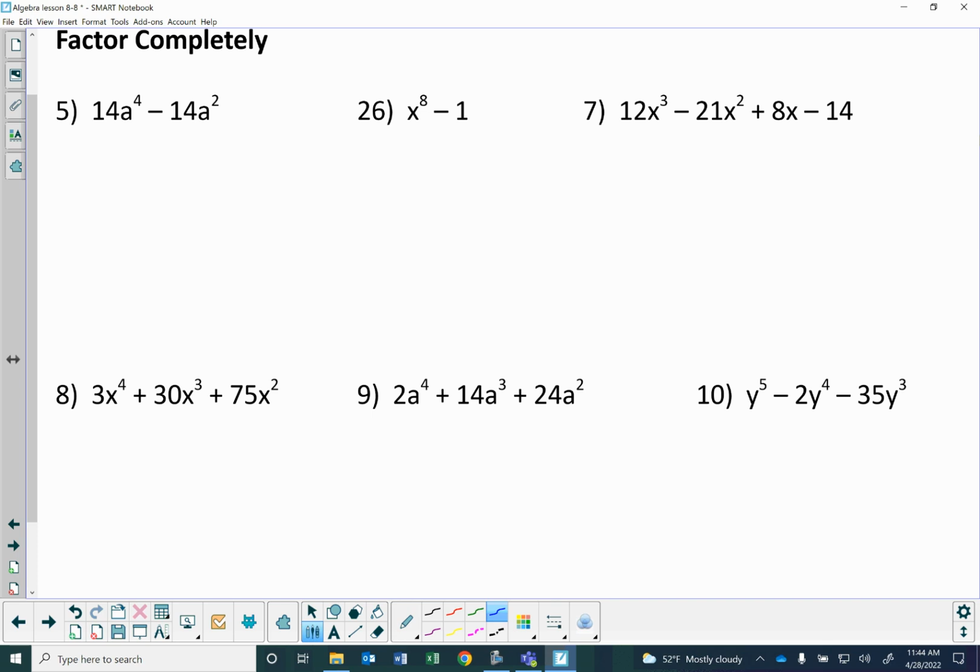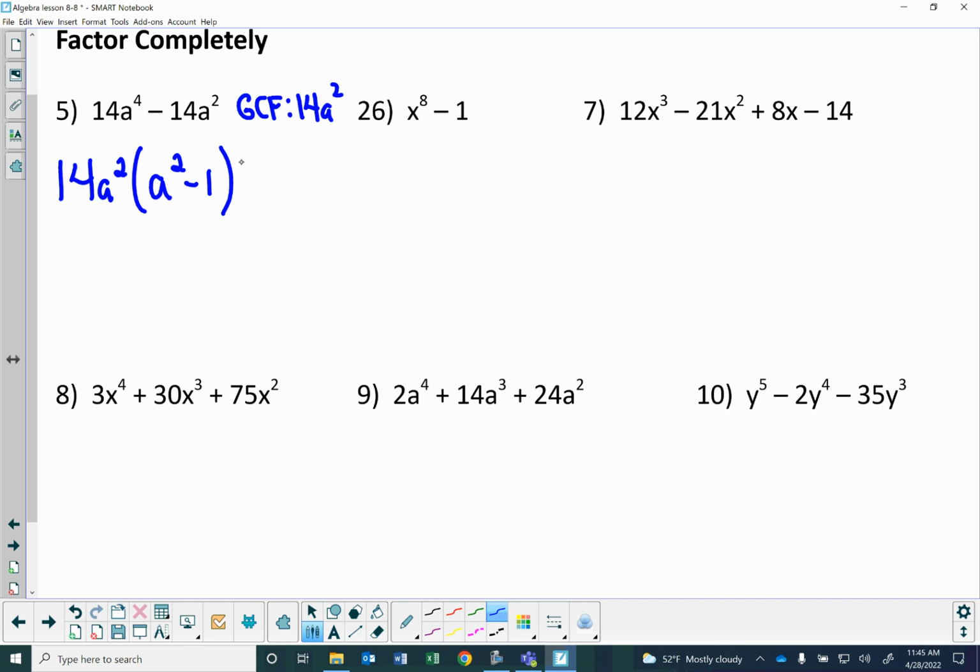First thing that the list said that I should always look for is a greatest common factor. Do I have a greatest common factor here? It certainly looks like it. Looks like I have a GCF of 14a squared. So if I take 14a squared out of this binomial, 14a to the 4th divided by 14a squared just leaves me with a squared, and 14a squared divided by 14a squared leaves me with 1. At this point in time, most people think they're probably done, but you are not done.